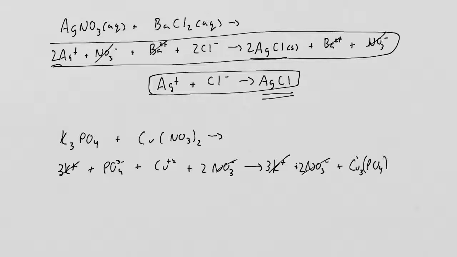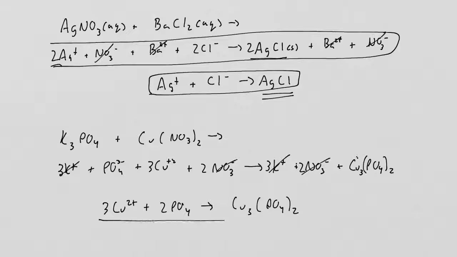So we end up with Cu3(PO4)2. So our net ionic reaction, again, now we have to put the numbers. We need 3 coppers, right? So we have to have a 3 up there, plus 2 phosphates gives us Cu3(PO4)2. Now this is primarily what we're going to use when we do our stoichiometry.